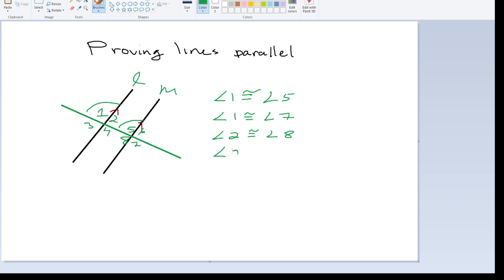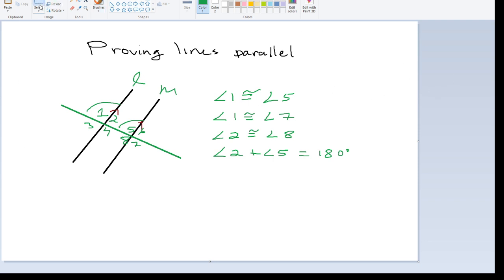And angle 2 plus angle 5 add up to 180 degrees. They are supplementary. You can say the same thing about 4 and 8. Alright, today we are looking at the converse of these 4 theorems. So we're looking at the converse. We're working backwards. So let me show you what I mean by that.